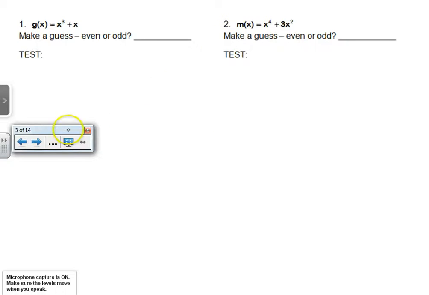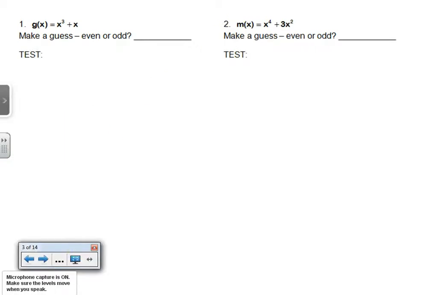So let's talk about how to test these algebraically. If we have the function x to the third power plus x, and I asked you, what do you think it is, even or odd? Most of you would say odd, simply based off of the degree of the polynomial, and that's what you probably want to do. So we're going to test to see if it is odd, and remember, if it's odd, that means when you take your function and you evaluate it at negative x, it should come out to negative g of x, and let's see what happens.